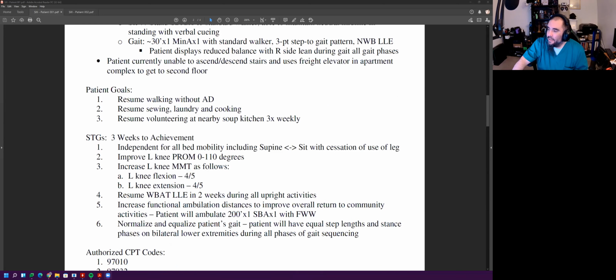So this is important to look at what the patient's goals are. What does she want to do? Well, she wants to be able to walk without using the walker, without the assistive device. She wants to get back to sewing, laundry, and cooking. And she wants to get back to volunteering at a nearby soup kitchen. Why is that important? Well, when you're talking to her, those can be useful things to get her to do the things you want her to do. Look, if we don't get this better, you can't get back to doing this. If you don't work on going up and down stairs, we can't get you up and down the stairs to do your laundry.